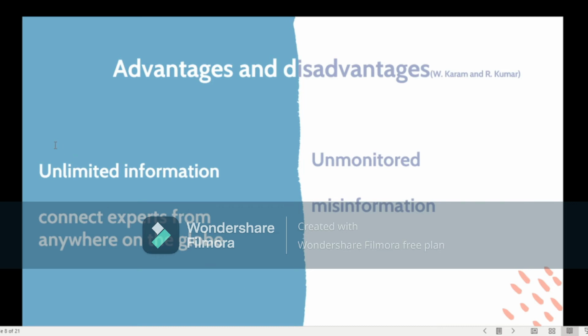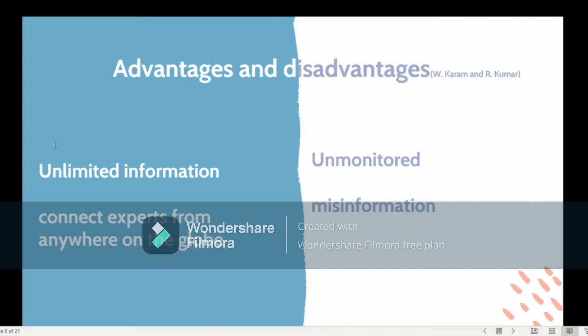So let's start with the advantages on the left side. Unlimited information. By that they meant it's full of sources of information, and that's because anyone with internet access can upload anything. So knowledge is really shared for free, and everyone can get it. Also, the second one, connecting experts from anywhere on the globe. For example, if someone has a certain problem that nobody in their region can help with, in social media you will for sure find an expert or someone who went through the same problem.